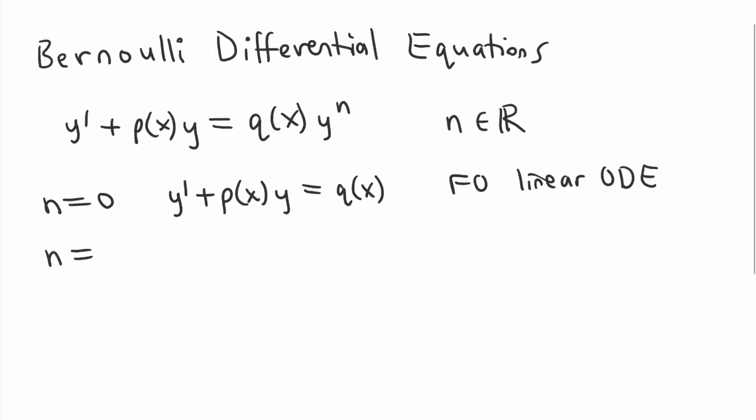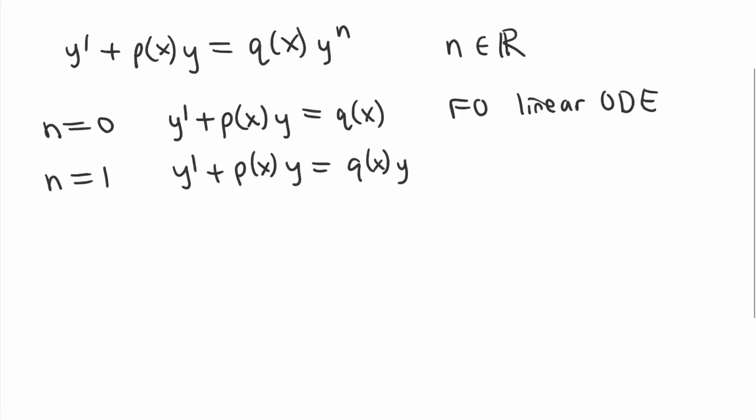And when n equals 1, then we get y prime plus p of x y is equal to q of x times y. In this one, we can actually subtract q of x times y from both sides and then factor out the y, and we end up with p of x minus q of x, times y, equal to 0. And again, this is a first order linear ODE, and actually the first one here is non-homogeneous unless q of x is 0, but the second one here is actually homogeneous. But in either case, we can use previous methods like integrating factor or maybe separation of variables, all that good stuff to solve these.